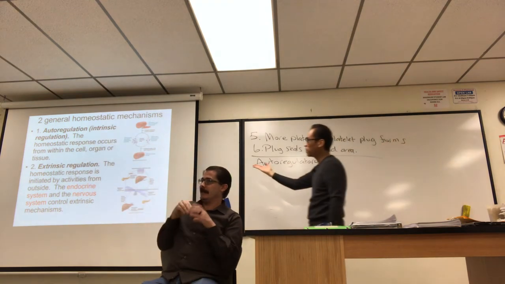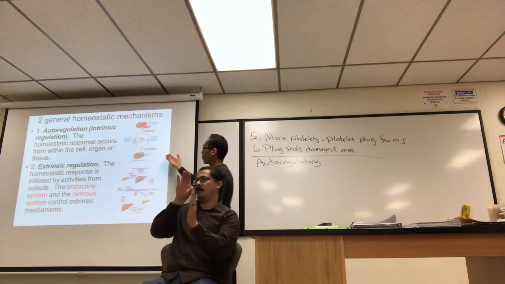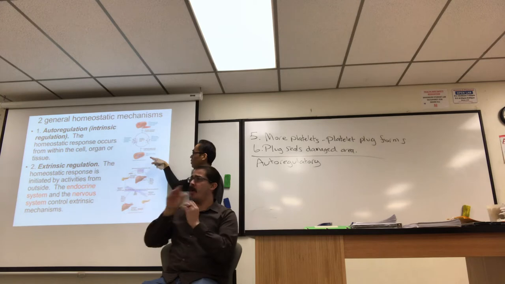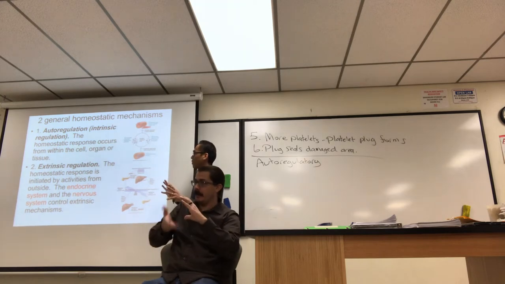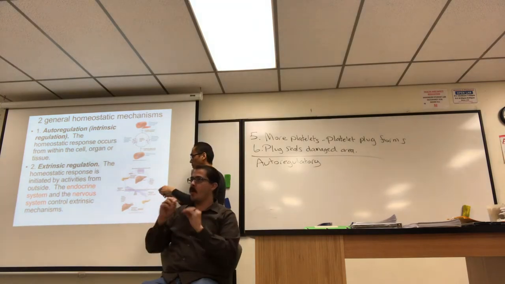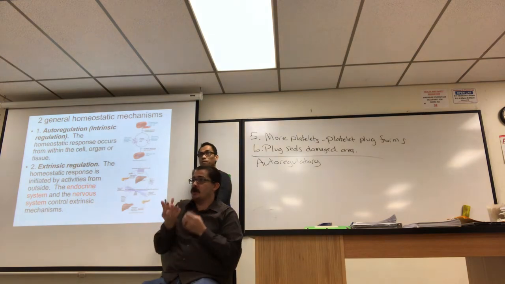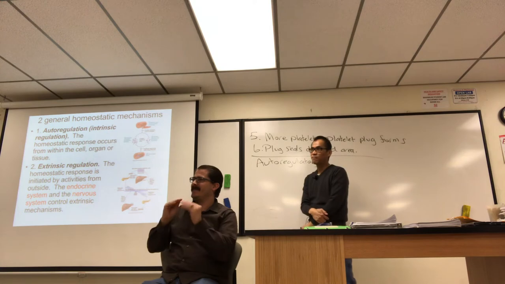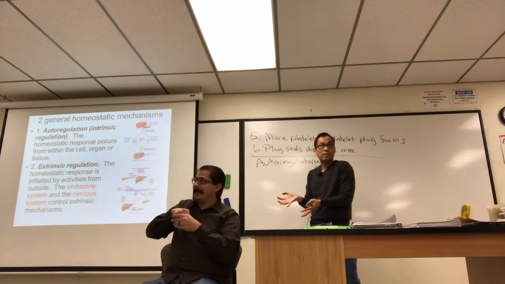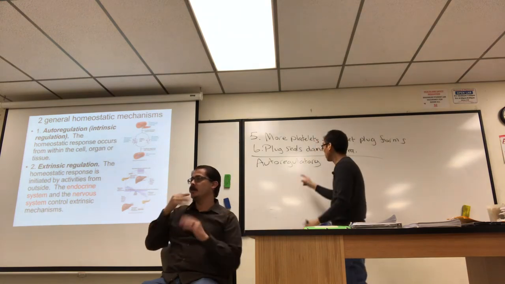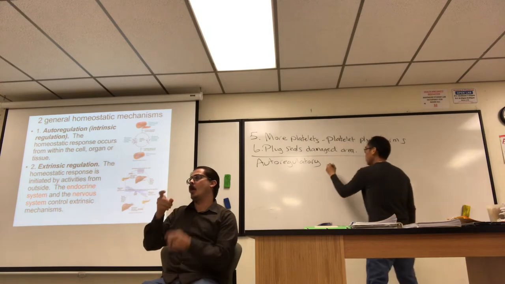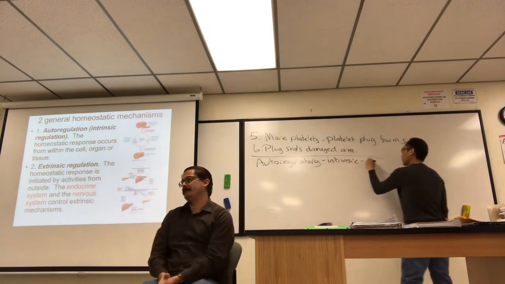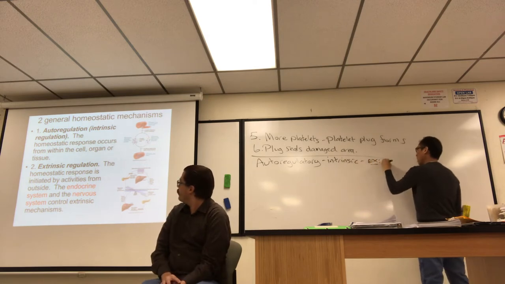So I put a picture of this platelet plug as an example of that, because it all happened intrinsically right there. There was no hormone that had to come in. There was no nerve that made it heal. It all happened within the blood. Everything that you needed to plug that seal came from what was within the blood. Okay, so that's a good example of autoregulatory or intrinsic. Example: blood clotting.